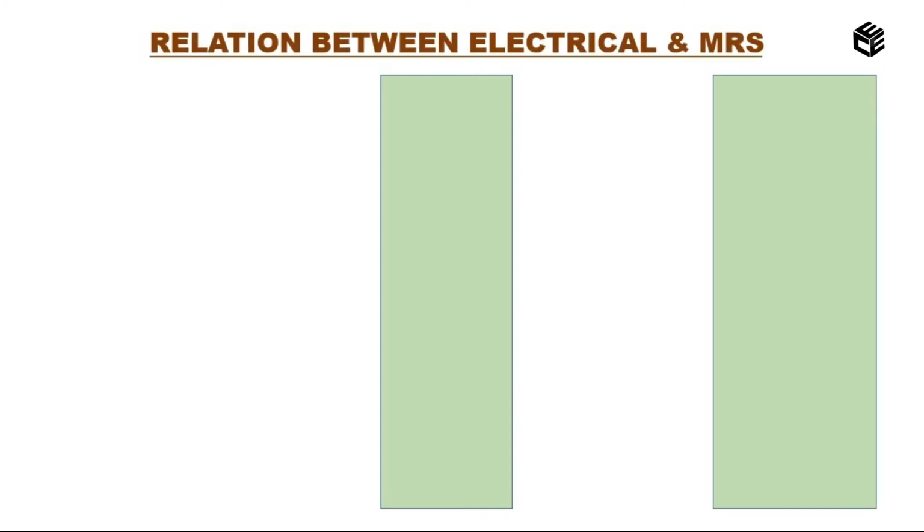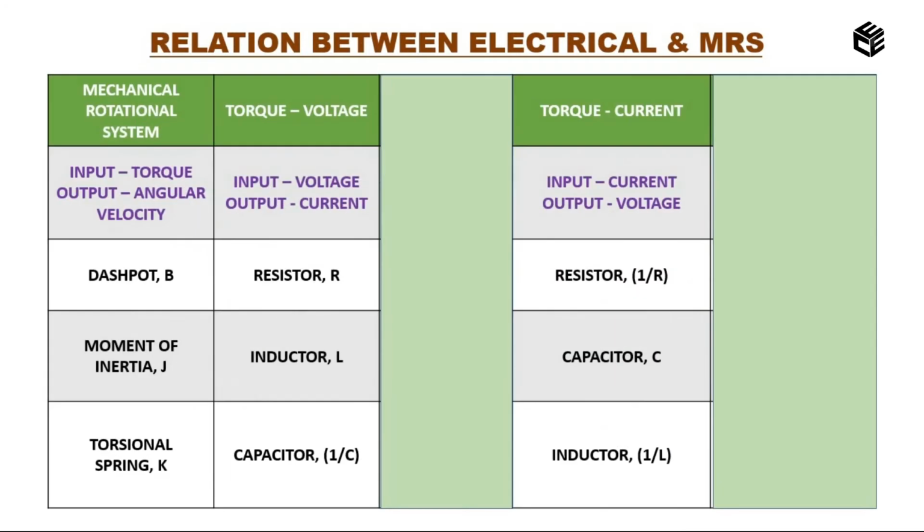Next, let's see the relation between electrical and mechanical rotational system. For mechanical rotational system, the input is torque and the output is angular velocity. Here the basic elements are dashpot, moment of inertia and torsional spring. Here we have two methodologies, that is torque voltage and torque current. For torque voltage, the input is voltage and the output is current. Similarly, torque current is the straight reverse of torque voltage, that is, input is current and output is voltage.